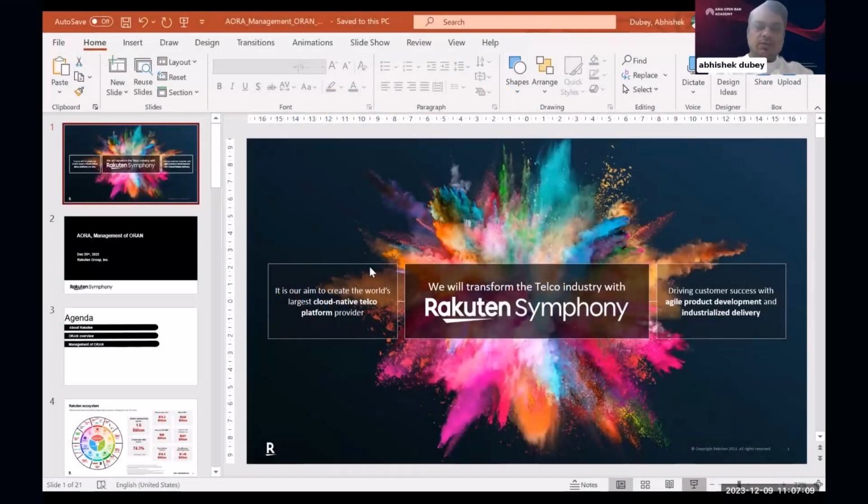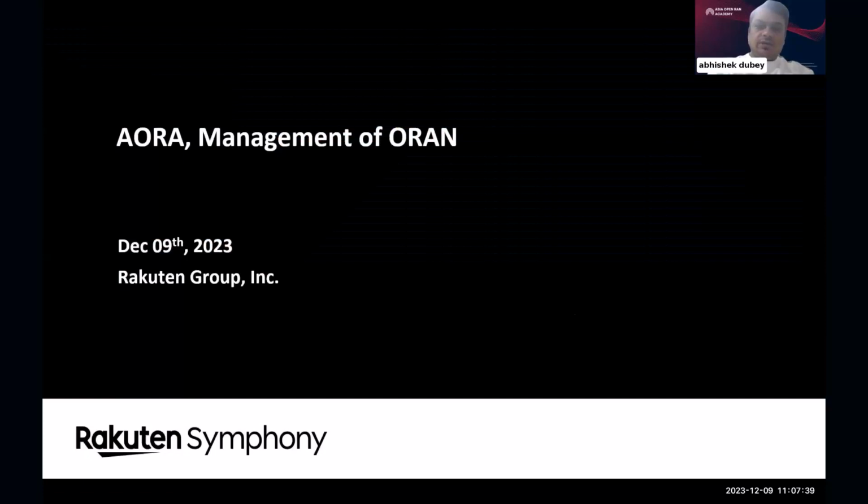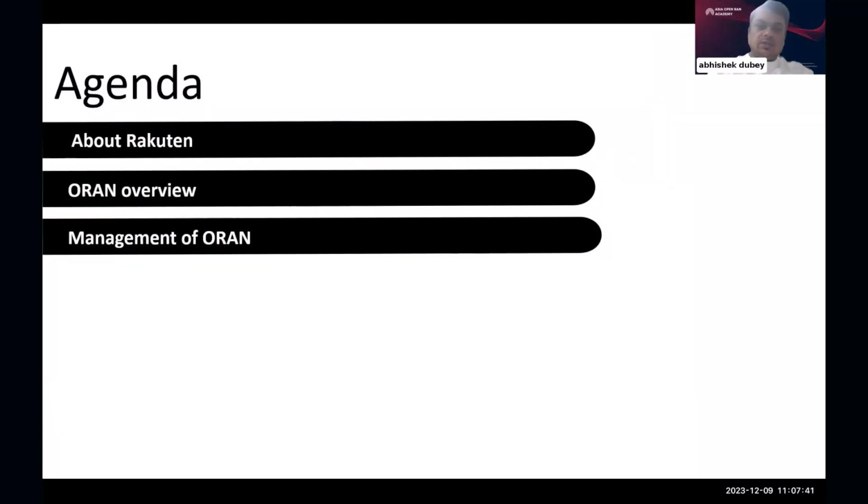So, as usual, we will start with Rakuten and Rakuten Symphony overview, and we'll discuss what Rakuten is doing for Open RAN and what our solution for management, or OAM, is that we can provide to the world for better management of O-RAN systems. So I categorize this session based on three agendas.